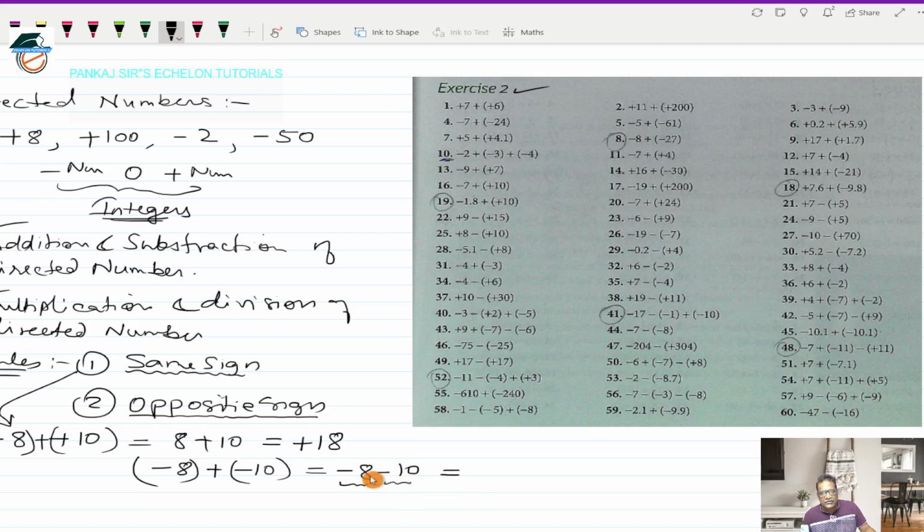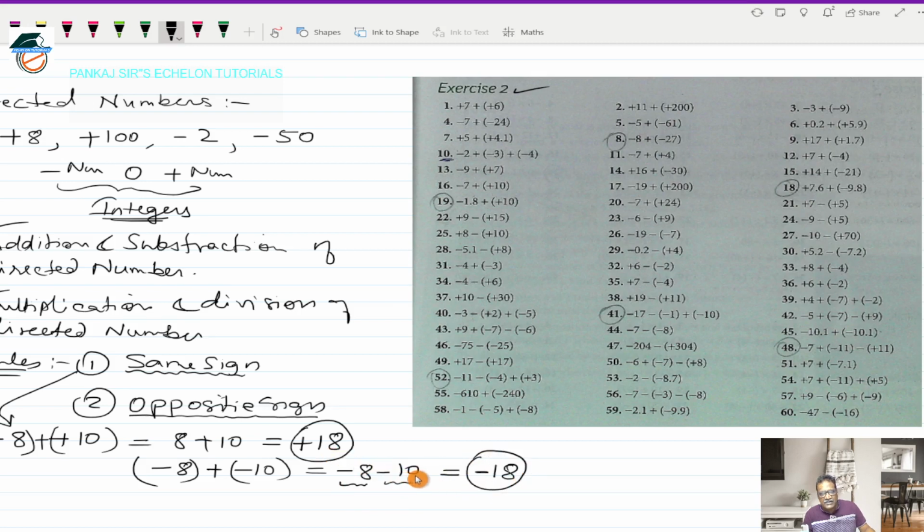So the rule says that whatever sign is same, in this case the same sign is minus. So that sign I will put first. Then ignoring the sign of both the numbers, I'll just concentrate on the numbers. So it is 8 and 10. I'll just add them up, so it will become 18. So the answer will be minus 18. So 10 plus 8 makes plus 18 and minus 8 minus 10 makes minus 18.